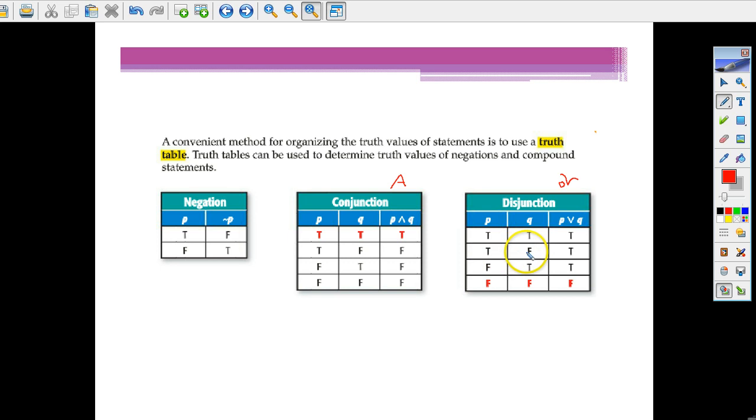True or false. So if we have an or as a compound, then it can be true or false. In this situation, true or false, it can be true. So if you have one of them as true, it's going to be true. That's why you have all these truth values here. False or false, it's going to be false, because you have two options, and both are false. So it's false.